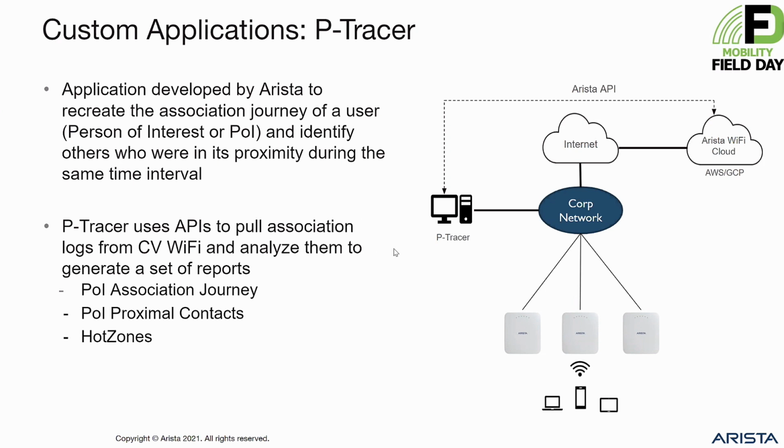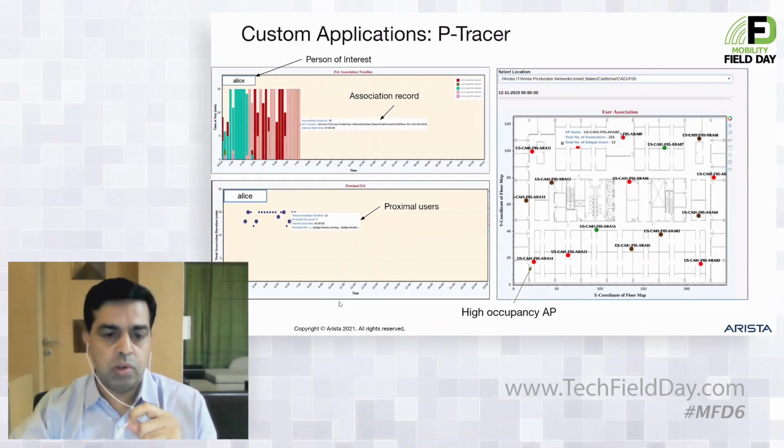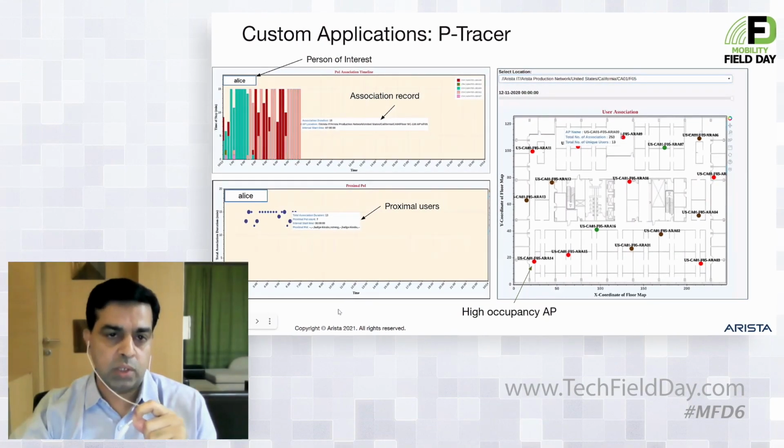And the way we do it is that the application uses APIs to pull association logs from the cloud, and we analyze them to generate a set of reports, which basically traces the journey of each user in the network. So just to give a quick idea of what it looks like, we show on the top left the association record of a client, which essentially shows the APs that the client connected with over a 24-hour window and how much time the client spent at each AP. So that gives a sort of a journey of the client over a period of day.